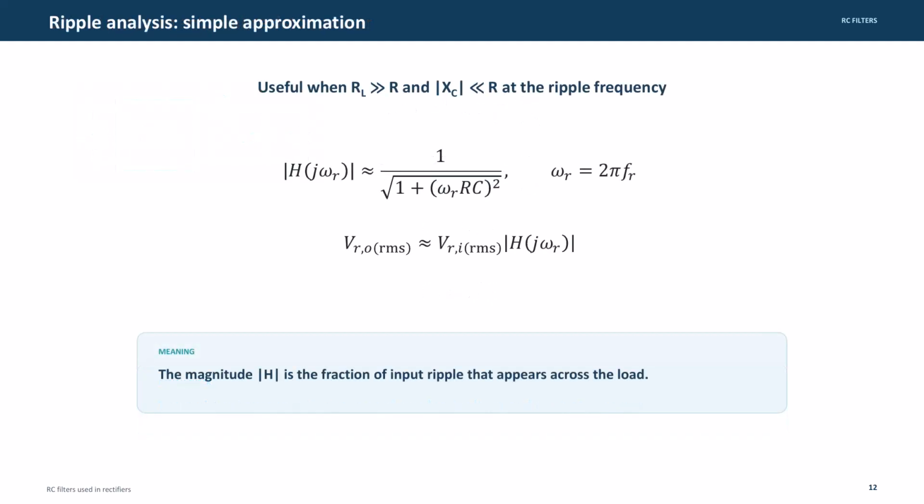A simple approximation treats the RC section as an unloaded low-pass divider. It is appropriate when the load resistance is much larger than the series resistor and the capacitor reactance is much smaller than the resistor at the ripple frequency. The magnitude of the transfer function gives the fraction of input ripple appearing at the output. Multiply the input RMS ripple by this magnitude to estimate output RMS ripple. This approximation is useful for insight, but it does not include the effect of a finite load resistance.